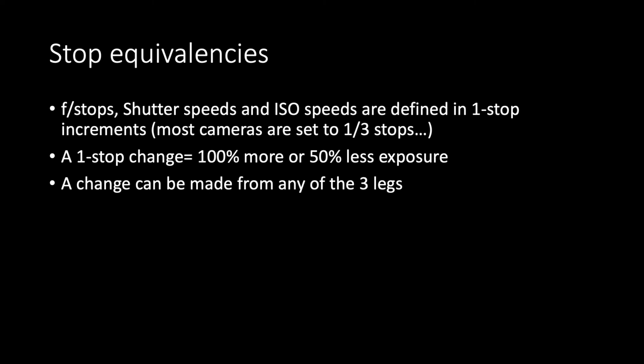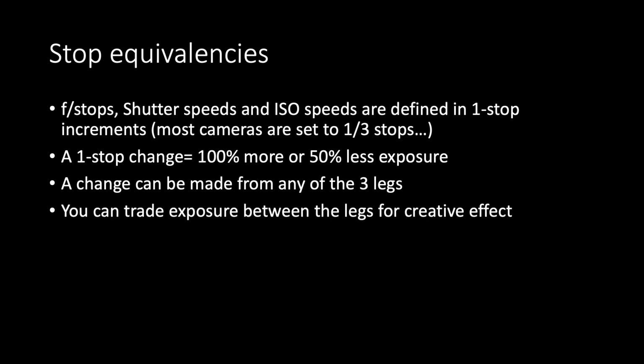Now, where this takes flight in practice is that means you can start trading exposure settings between the different legs for creative effect. Where I would use this in the field, for example, is if I need a faster shutter speed to freeze action, I can open up my aperture, or I can make my ISO higher to make it more sensitive. Alternatively, if I'm shooting a landscape and I need lots of depth of field, again, I can slow my shutter speed down, or I can raise my ISO, or some combination.